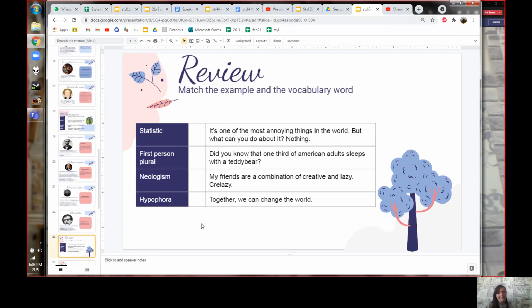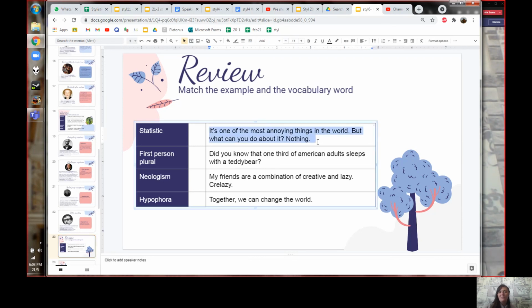Here's the word in the example. It's one of the most annoying things in the world, but what can you do about it? Nothing. It's hypophora. Did you know that 1/3 of American adults sleeps with a teddy bear? Statistic, and it's true. My friends are a combination of creative and lazy. Cralazy. Neologism. And together, we can change the world. It's first person plural.